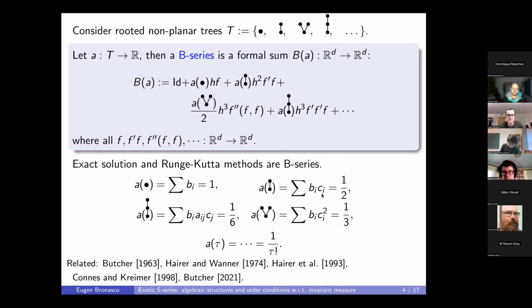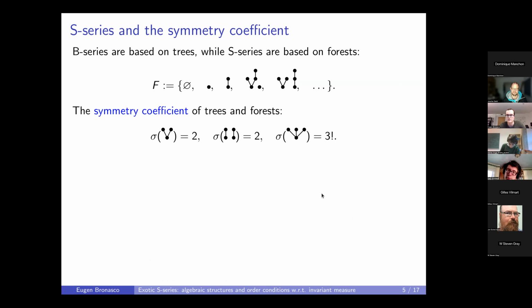Okay, so this is the classical theory of B-series, and now let us look at S-series. So in this talk, we will mostly work with S-series. If B-series are based on trees, then S-series are based on forests. So here we have a set of forests, including the empty forest, where a forest is basically a monomial of trees. So we take several trees, we concatenate them. It's commutative. And the empty forest is just the empty monomial.